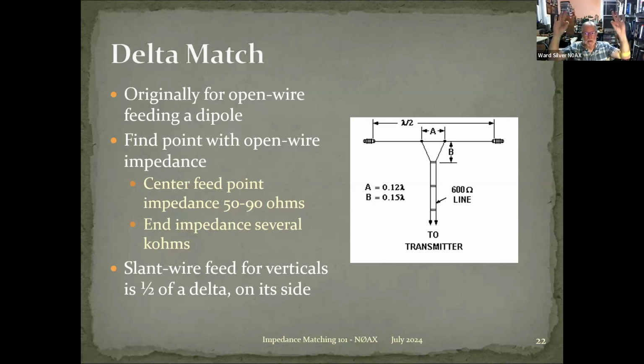You just move the wires apart until you get the 600 ohm point. And typically, for these half wave antennas, A is 0.12 wavelength and B is 0.15 wavelength. That will get you in the ballpark. And so basically, you're just trying to find the right point on the antenna that gives you 600 ohms. Some of you will have seen slant wire feed for verticals. This is common for broadcast antennas, where the transmission line comes in from the side and it stops, and then a wire kind of slants up to the antenna and hooks onto that tower someplace. That is a delta match, but only half of it is used because this part is the antenna and this part is in the ground plane.